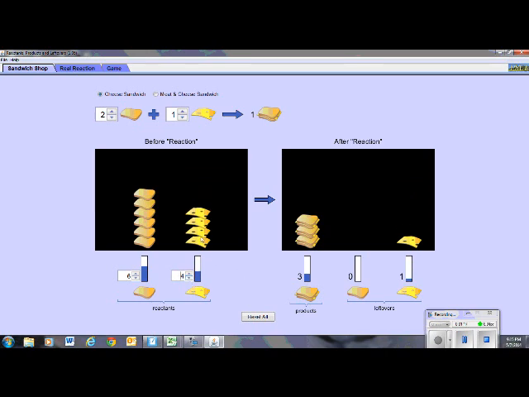So the substance that is the limiting reactant is the bread. The excess is the cheese. The total number of sandwiches we can make is 3.